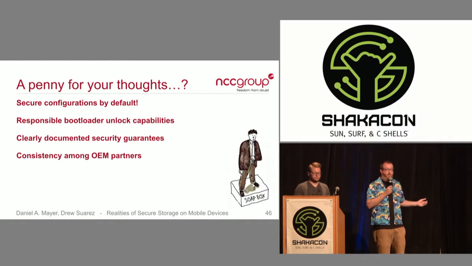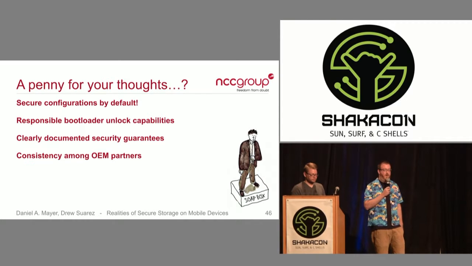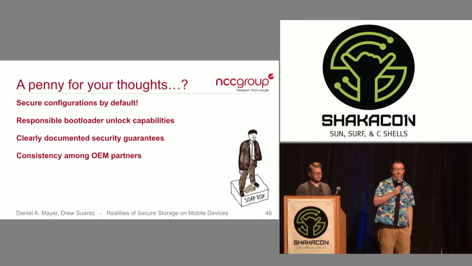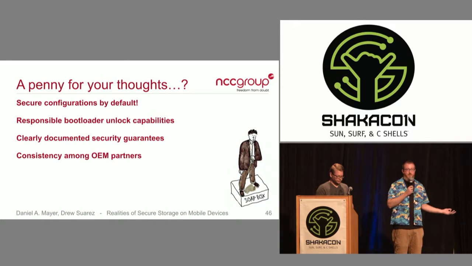So these exploits may not need to exist if the OEM partners just said, okay, if you accept the risks, we'll let you unlock it, and then you don't have to do these sort of dangerous hacks to your device. We'd really like to see clearly documented security guarantees because each device, you have to research each one individually. Even devices from one OEM on different carrier networks will have different protections, and you don't really know that until you actually buy the phone and figure out how it works, because no one's saying, here's what we're protecting. And we'd like to see consistency among these OEM partners.